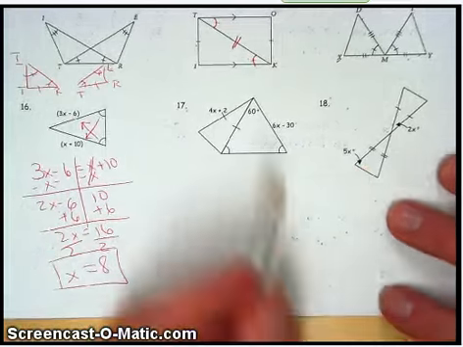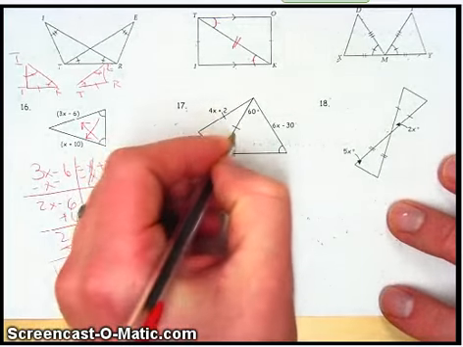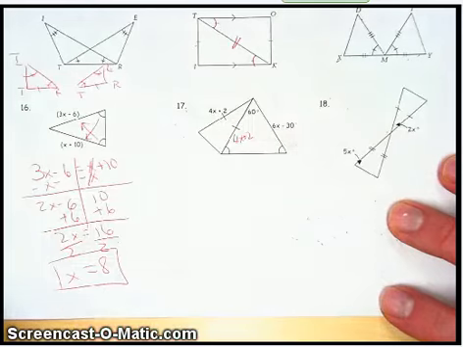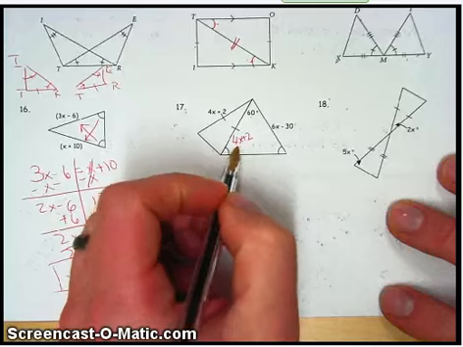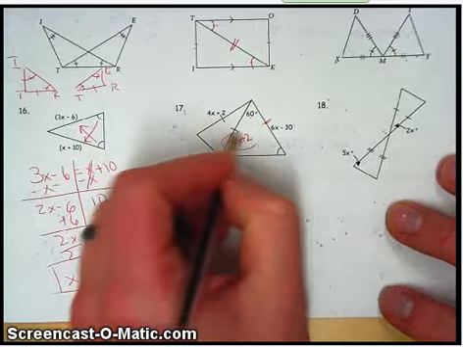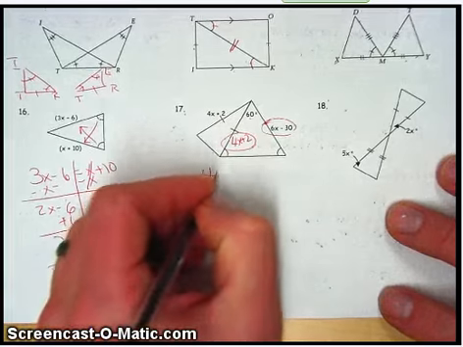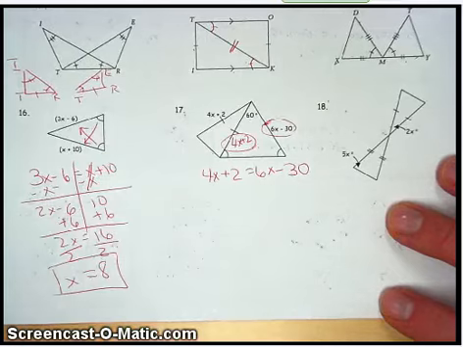On 17, I've got these two sides the same, so I know that this is also 4x plus 2, this side. Well, if this is 60 and these two are the same, that makes them all the same. So if this side also equals that side, if those two sides are equal, that means that those two expressions are equal to each other. Well, now I can solve for x.